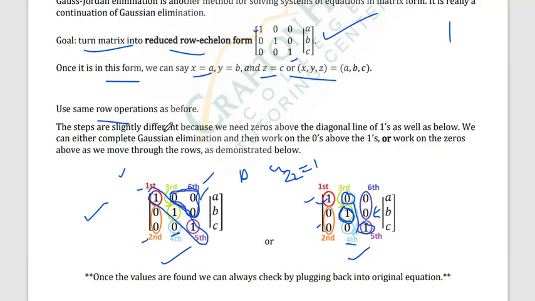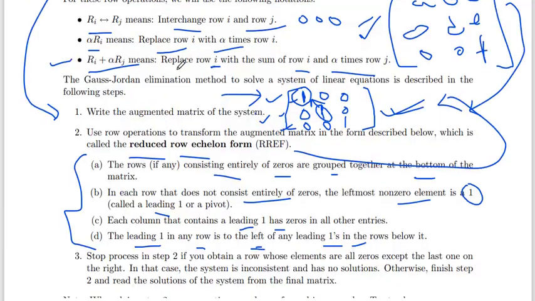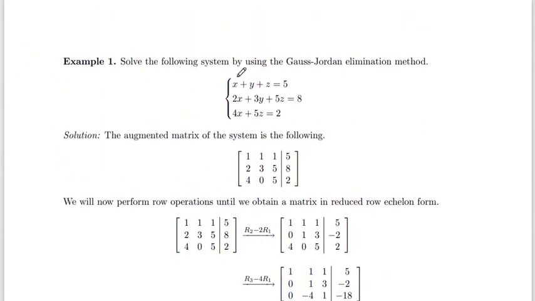Okay, so let's start with some examples so you can get a better idea of how to solve with Gauss-Jordan elimination. Here are 3 linear equations. The first step is to transform them into an augmented matrix. So the coefficients are 1 1 1 and 5, then 2 3 5 and 8. In the third row, 4 and 5; the coefficient of y is 0. So 4 0 5 and 2.